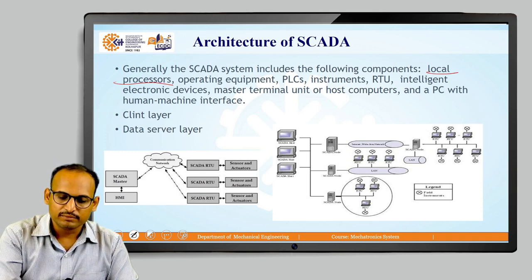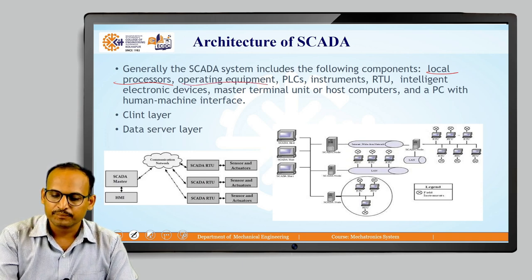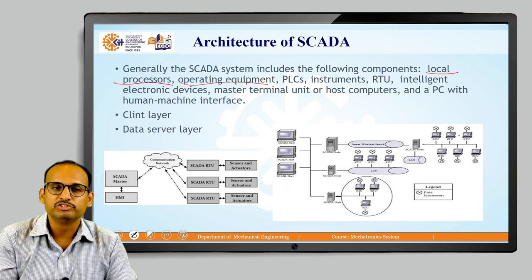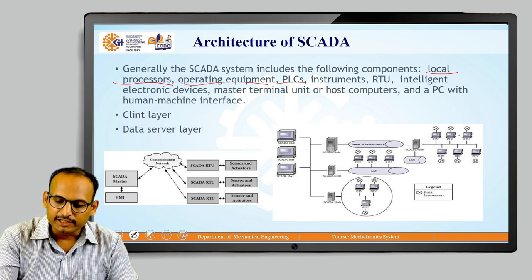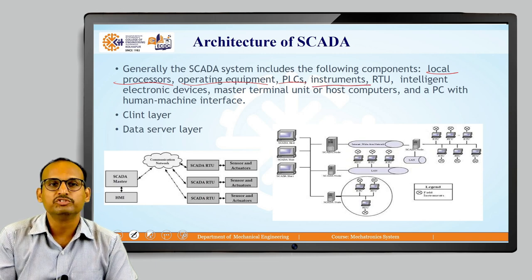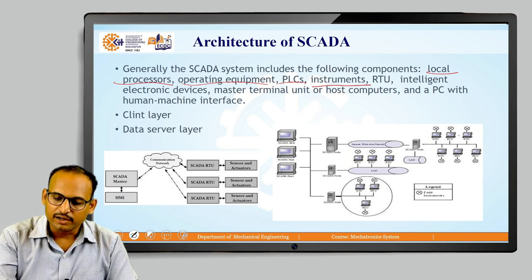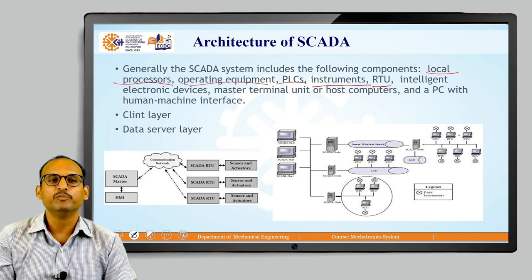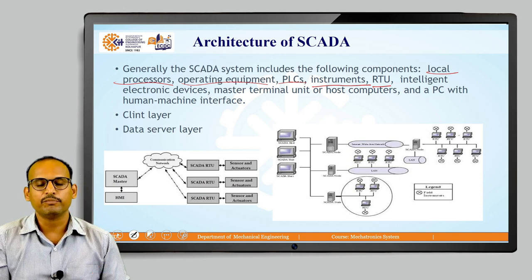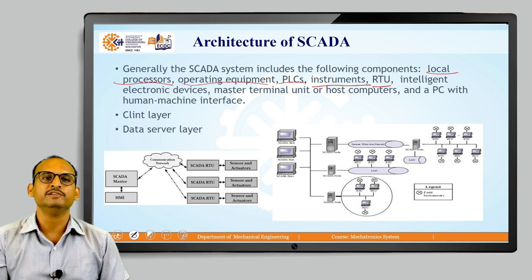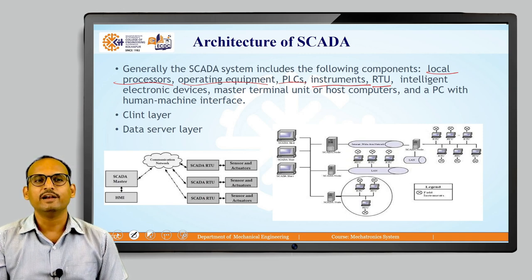The operating equipment is there. PLCs are used in SCADA systems. PLCs are nothing but programmable logic controllers. Instruments are used in SCADA systems. RTUs, that is remote terminal units, are one of the important components used in SCADA. What is an RTU? That is a remote terminal unit.